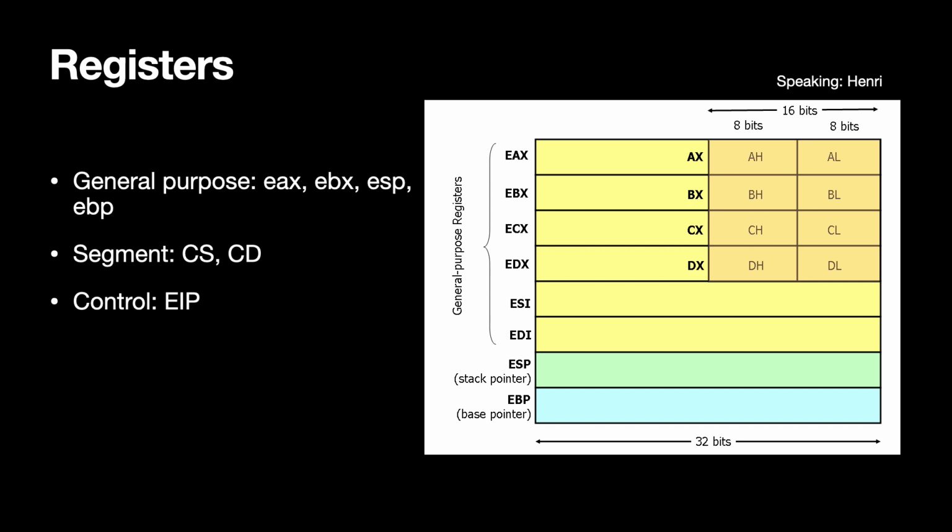First, we have general purpose registers such as EAX, EBX, ESP, and EBP. Then we have segment registers such as CS and DS. And finally, we have control registers such as EIP.